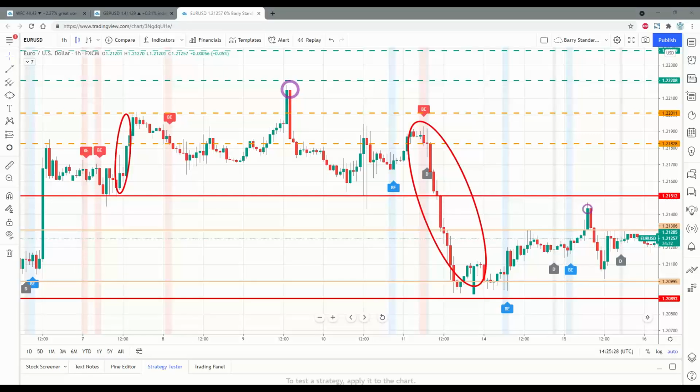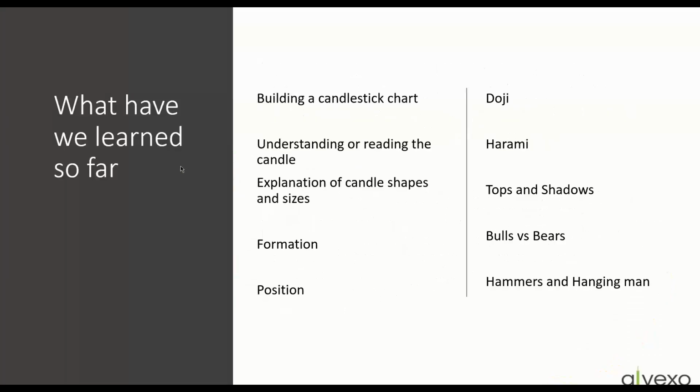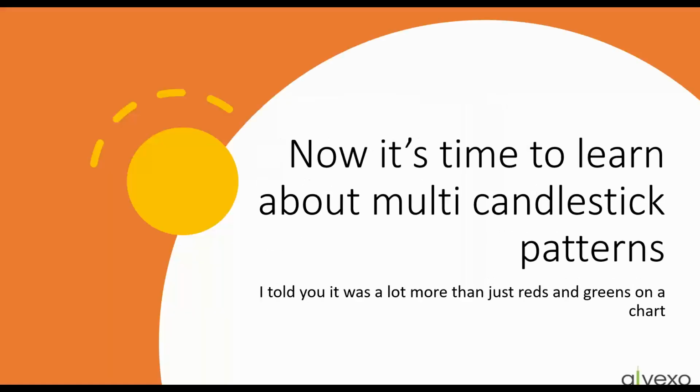So if you want, click on the download for that handout I gave you, and it's a cute little handout. It'll tell you everything you need to know about all this. So far we've talked about building a candlestick chart, understanding and reading candlesticks, the explanation of size and shape, the formation, and the position. We've mentioned doji. Harami I haven't gone into. Harami's just a cute little pattern. We'll take a look at it. We talked about the bulls and the bears, and we'll take a look at hammers and hanging men.